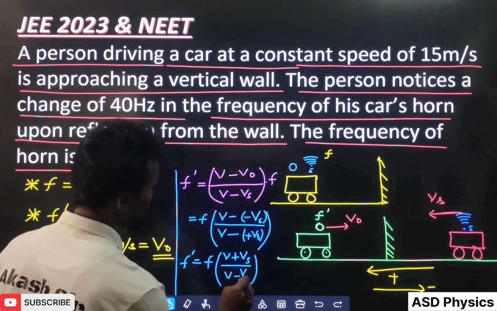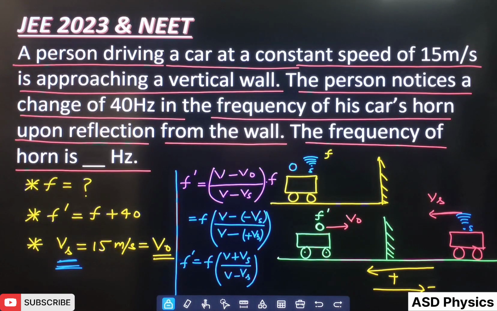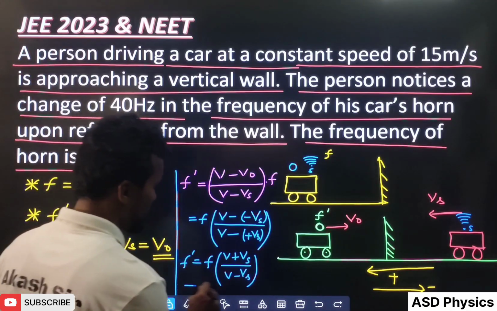by V minus Vs. Kindly see very well, this formula is very, very important. F dash equal to F into V plus Vs by V minus Vs. Okay, remember this formula, very, very important.